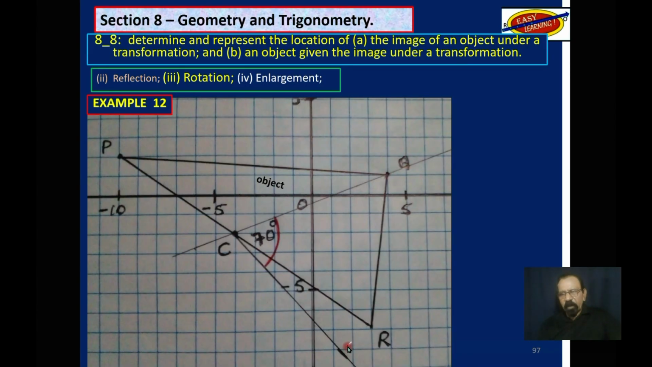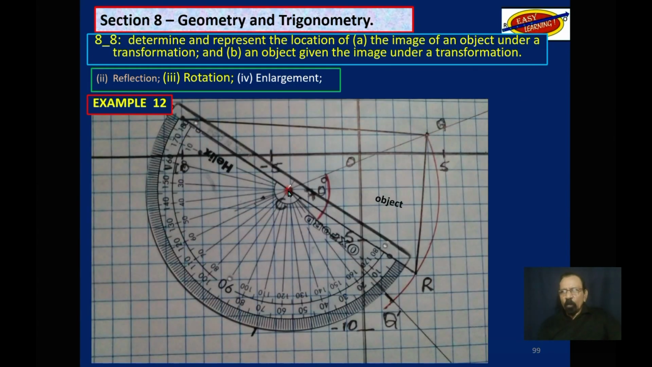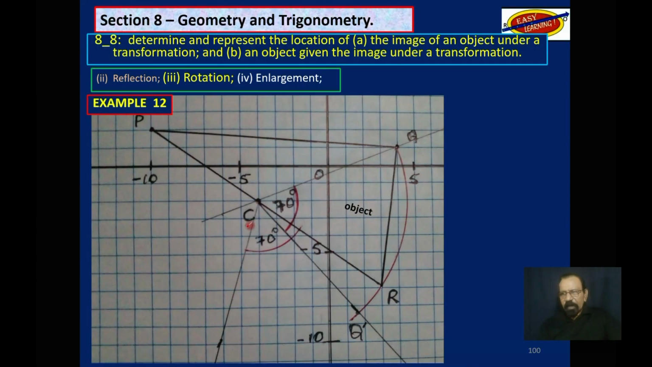Now we have to draw an arc here. Draw an arc using that point and this point. Draw an arc coming here, and this will be Q prime. Well, we already have a line from R to the center of rotation. So all we need to do is place our protractor there, mark off 70 degrees here, which gives us this line at 70 degrees from here to there. We will now have to draw an arc from here to there with the metal point of our compass here.